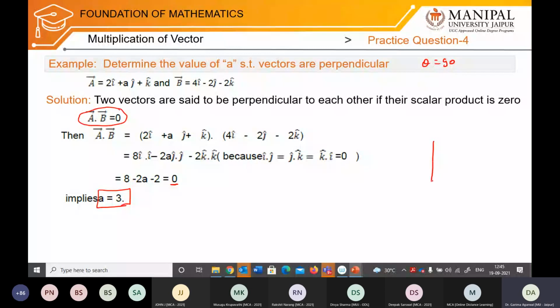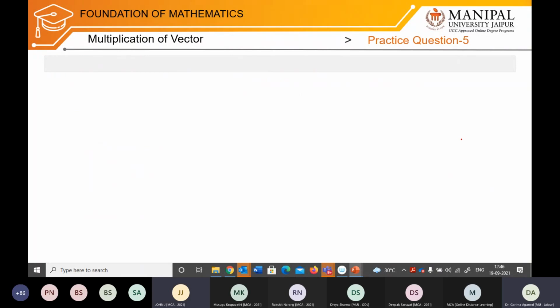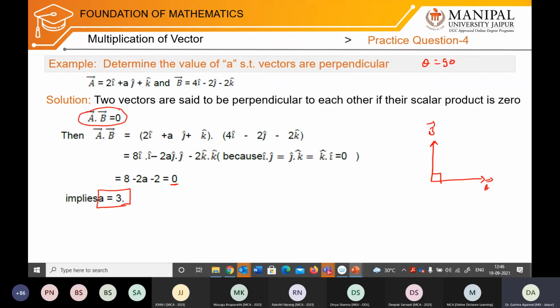If two vectors are at 90 degrees, this one is, let's say, vector A, and this one is vector B. If two vectors are at 90 degrees, that means they are perpendicular. Perpendicular, or right angle, or theta equals 90, all terms are the same, as I mentioned earlier.